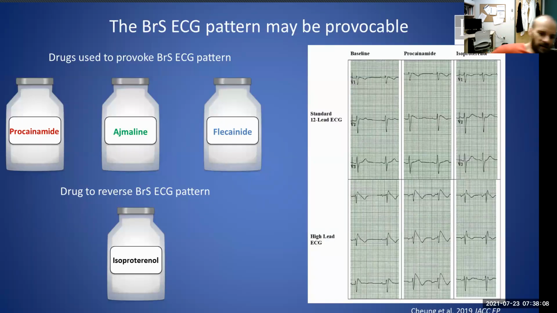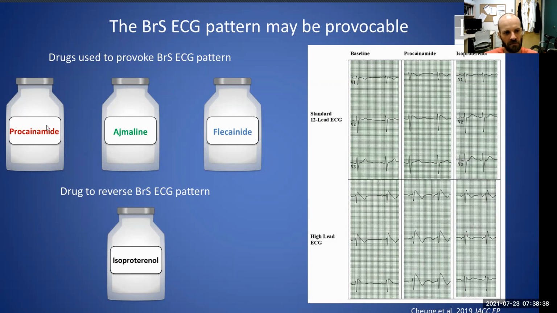Second thing we can do is that we talked about how the Brugada pattern may vary in response to certain medications. So we can use that to our advantage, and we can use provocative testing. We can provoke a Brugada pattern in those who are susceptible to it by giving medications that influence the sodium channel. Here, we tend to use a drug called procainamide.